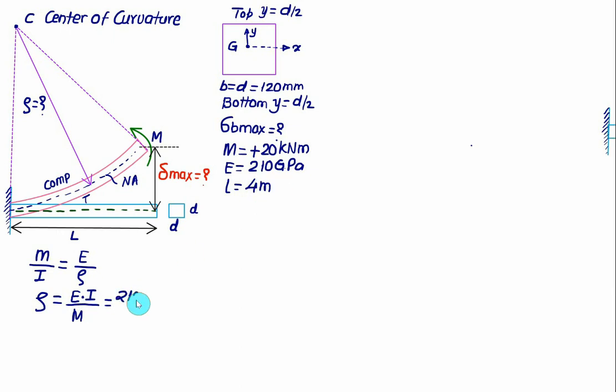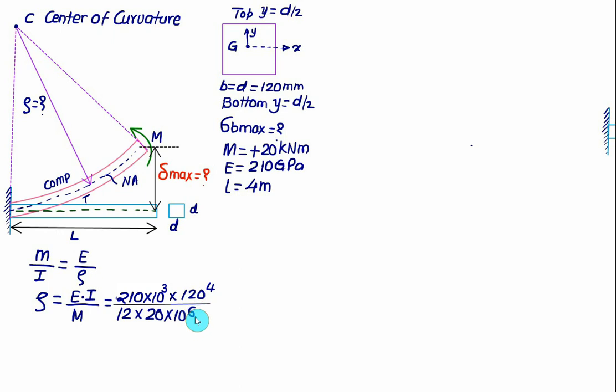Young's modulus is given as 210 gigapascal, so we use that value in megapascal, which is 210 into 10 to the power 3. For the square section we have d to the power 4 by 12, with d equal to 120, so 120 to the power 4 divided by 12. For the kilo you multiply by 1000, and to convert meter into mm you again multiply by 1000. So the bending moment is equal to 20 into 10 to the power 6.